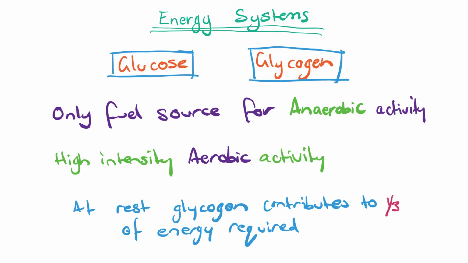So when we have a look at carbohydrates or glucose and glycogen as an energy source or fuel, glucose and glycogen are the only fuel source for anaerobic activity and high intensity aerobic activity. And at rest, glycogen contributes to 1/3 of our energy required. So we can understand why carbohydrates are so important for the production of energy, because it's used in anaerobic and aerobic activities and also to help us rest and recover.